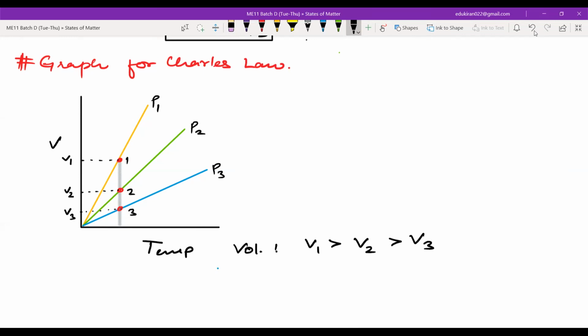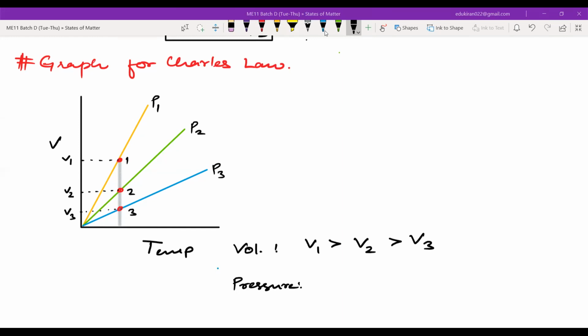What will be the order for pressure? You have to apply Boyle's law. What is Boyle's law? P1 V1 is equal to P2 V2. Tell me the statement. At constant temperature, the volume of a fixed amount of gas is inversely proportional to its pressure.